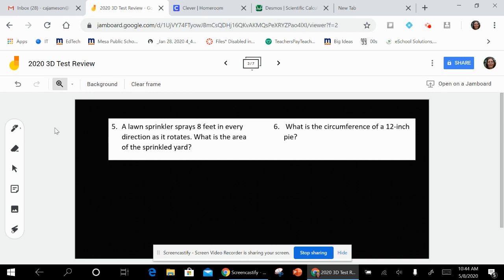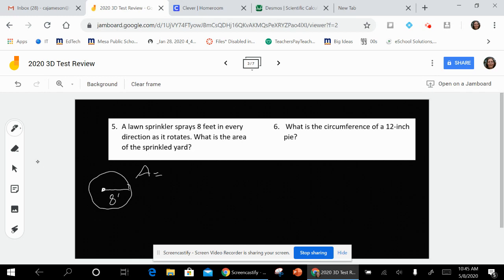Okay, so we got this one, everybody. So this one, you know what I'm going to say. Remember how it's geometry art class. So if I think of this, everybody, it's going to be where I'm going to draw. Use white. So if we have a lawn, so we have our sprinkler that's right here, and it's going to spray 8 feet in every direction, okay? It says, what is the area of the sprinkled yard?